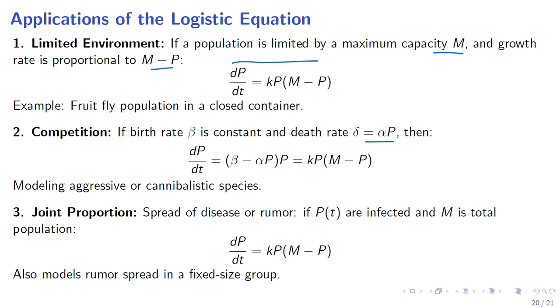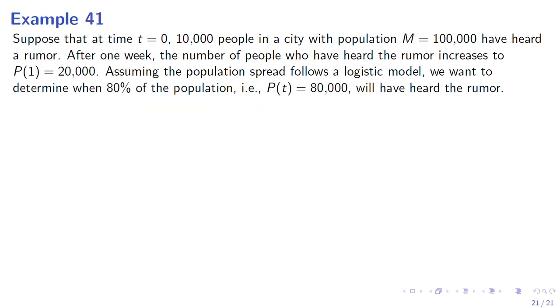If P of T are infected and M is the total population, again we will come up with the logistic equation. So for example, it models rumors spreading in a fixed size group. We have one example for that. I'll try to do it really quickly, and that will be our last slide.